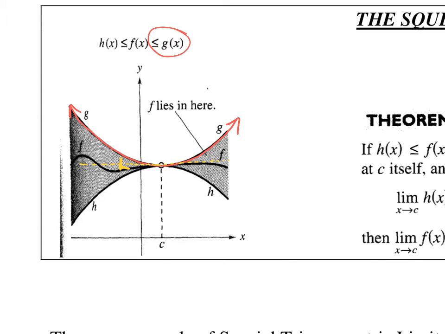So then we have this other function h of x. H is down here, and we know that h is always going to be less than the other two functions, or possibly equal to, and we also know that its limit as we approach c is L.